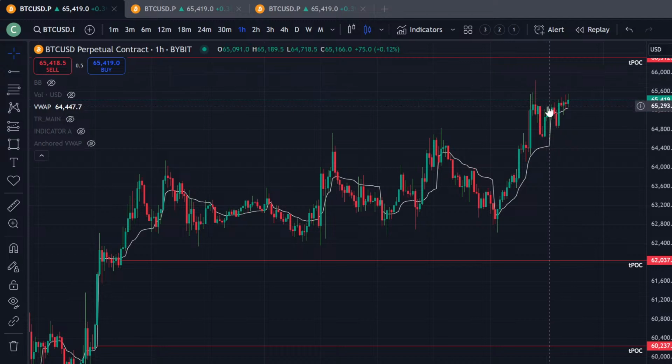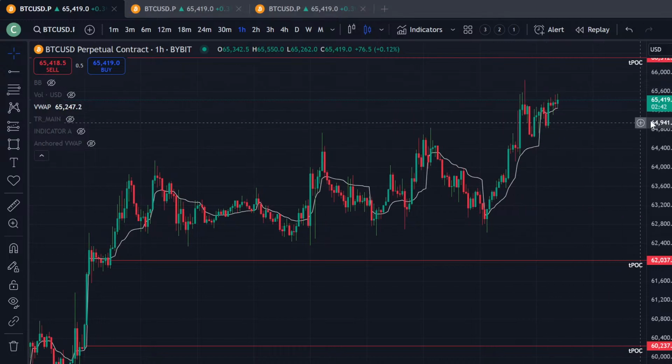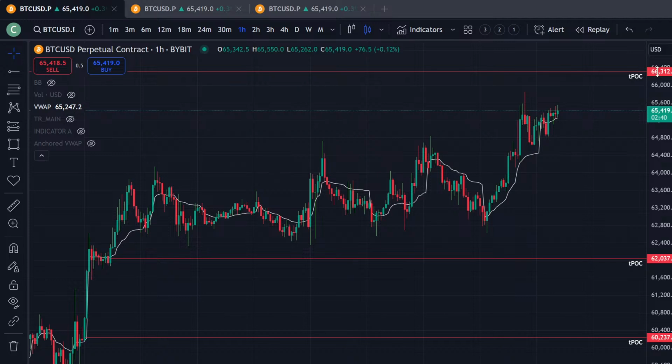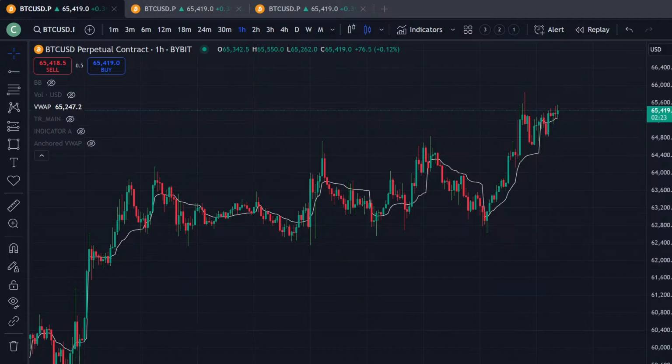Okay. So we have a TPOC at 66312, and TPOCs are very accurate. They give a lot of reaction, just like the naked VWAP. If we have them together with something else, they are effective; alone, they're not that effective, but still it's a short. It's not the turning point.